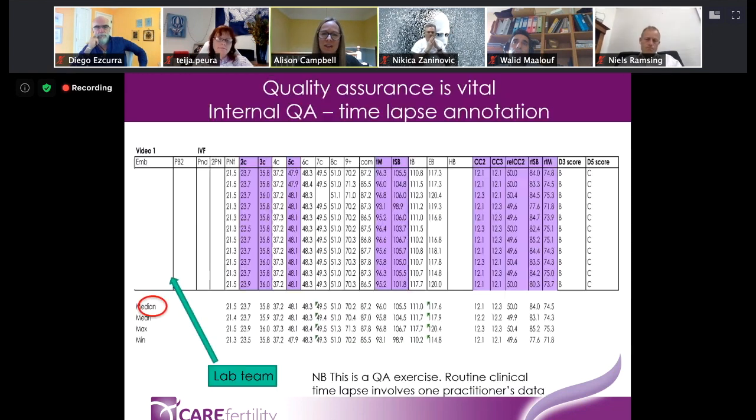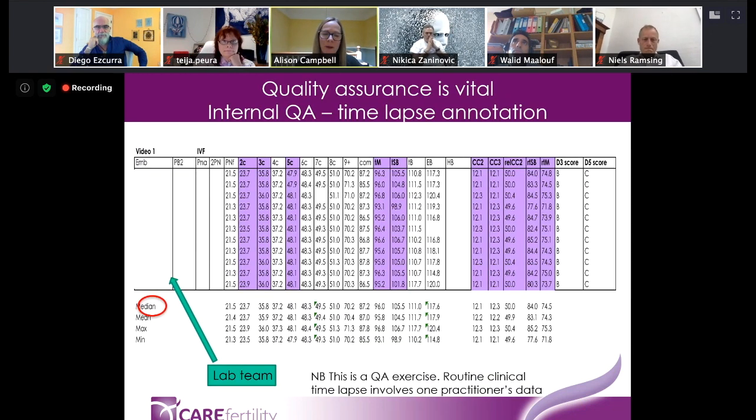This is just a table that I often pop up to show one of our teams. All of the embryologists are regularly asked to get involved in quality assurance, internal and external, of time-lapse annotation. And really, this is the only way, alongside an audit schedule, that we can be reassured that annotation is standardized and that the output, the data, is valid and is going to be useful for developing algorithms and helping our patients.